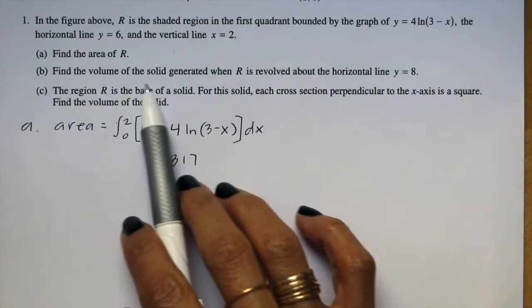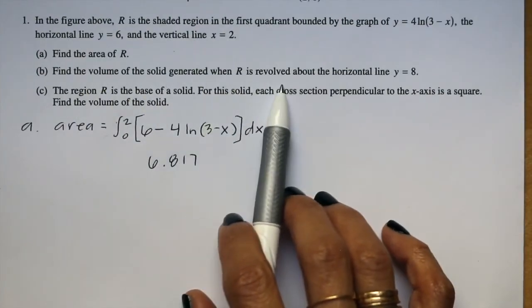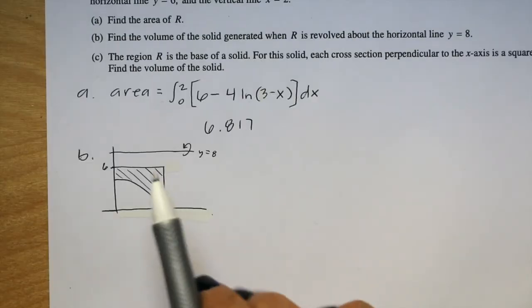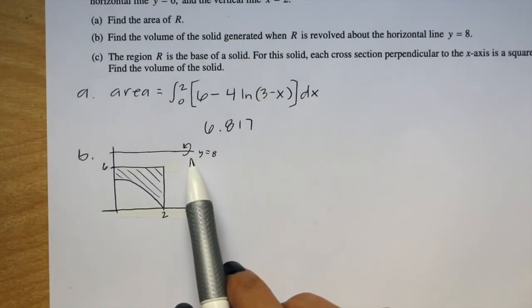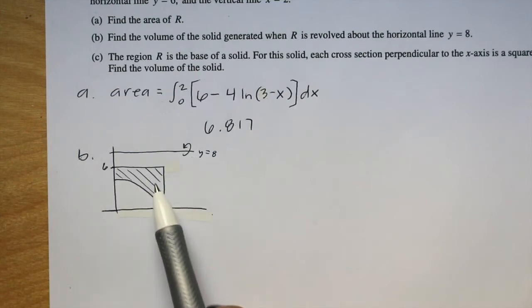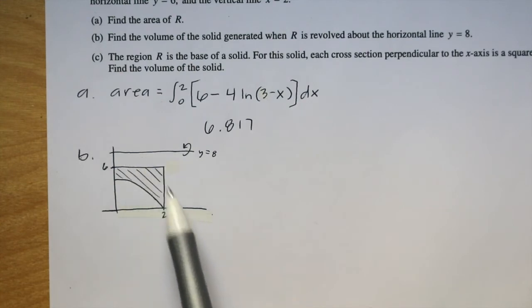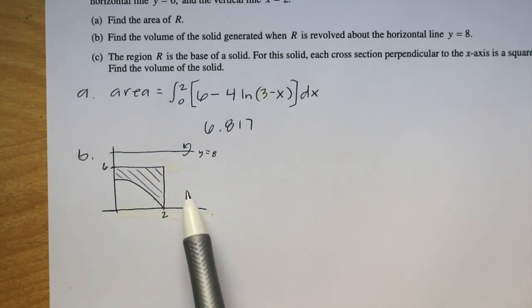Part B says find the volume of the solid generated when R is revolved around the horizontal line y equals 8. Here's a little sketch. We have y equals 8, the axis of rotation, and then you have your shaded region. Notice between the shaded region and the axis of rotation you have a gap, indicating that this is going to be using the washer method.